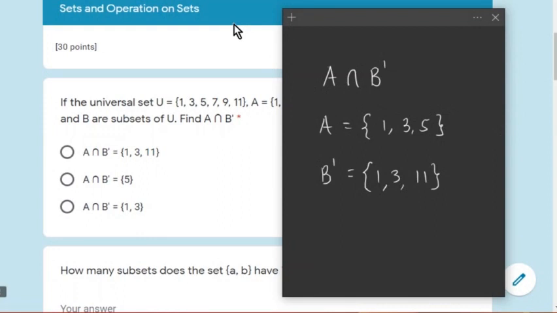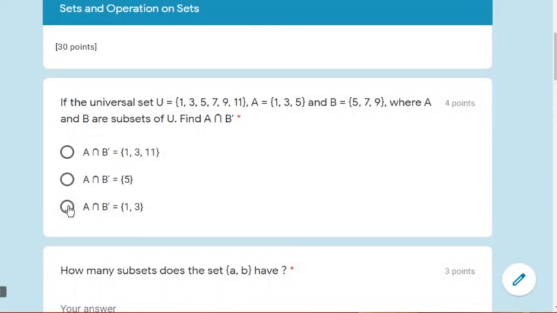So the intersection of these two, that is A intersection B complement, will be 1, because I can see 1 here and 1 here, and then 3, I can see 3. So the correct answer is 1 and 3.